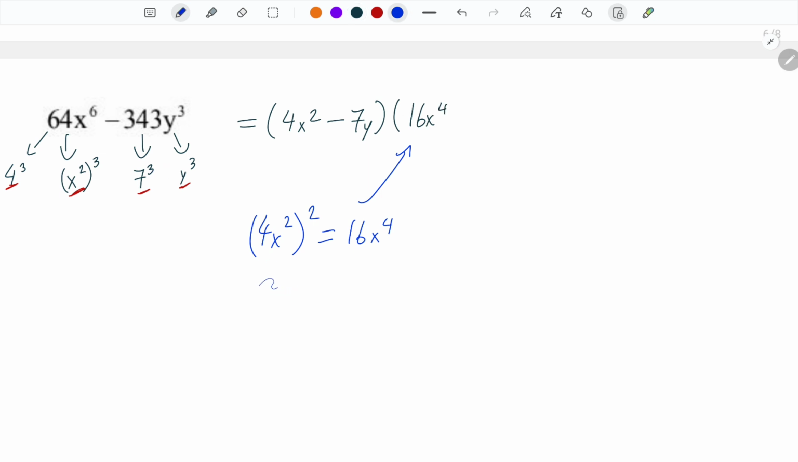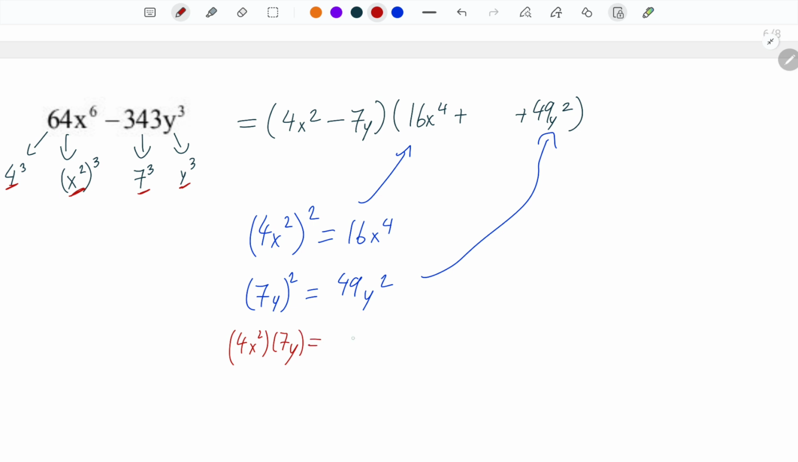What is 7y squared? Well, that's just 7 squared, which is 49. And y squared is, well, y squared. So that's going to go at the end with a plus sign. And in the middle, we have the opposite sign of what we started with. So we started with a minus, we have a plus, and then just the 2 multiplied together. So it's 4x squared times the 7y, which will be 28x squared y. And so that goes into the middle.